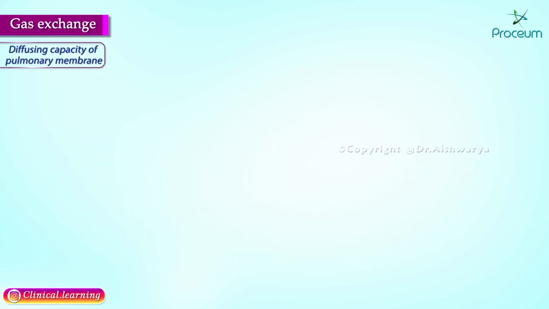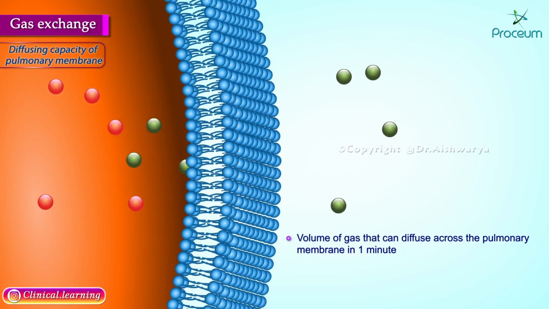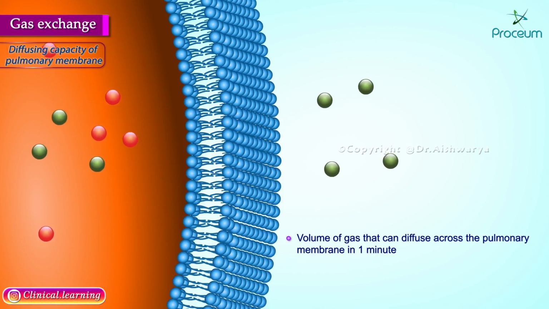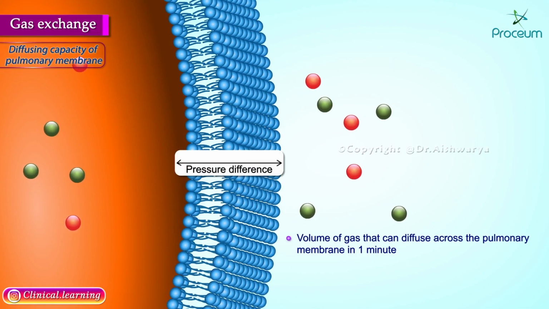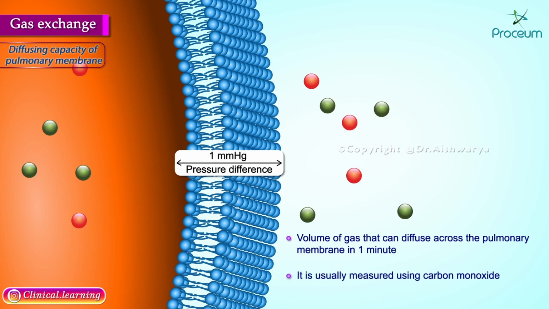So now let us see what the diffusing capacity of the pulmonary membrane is. It is described as the volume of gas that can diffuse across the pulmonary membrane in 1 minute when the pressure difference across the membrane is 1 millimeter of mercury. It is usually measured by using carbon monoxide, as an example.